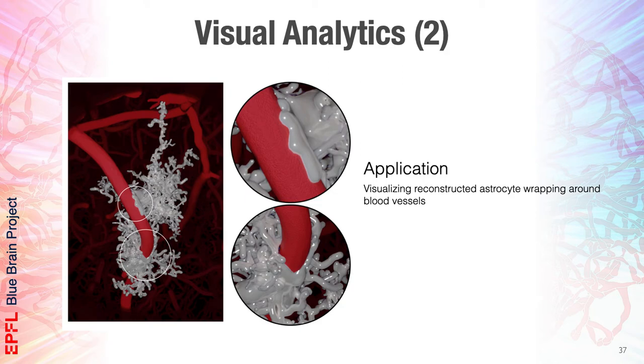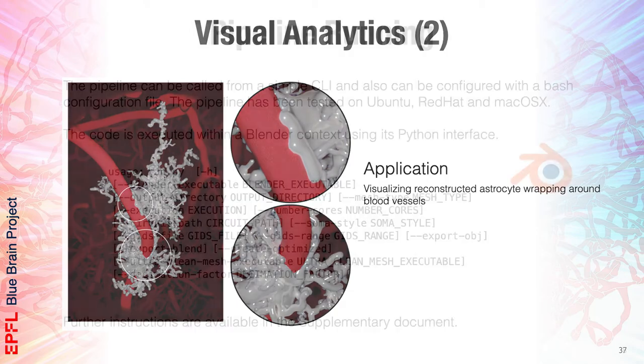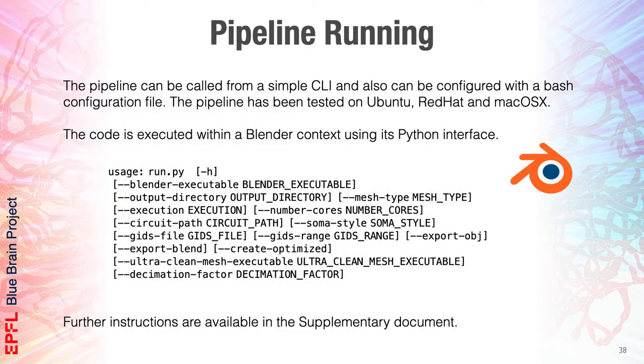and also to generate multimedia content that we can use later for dissemination. As this rendering has been generated with Cycles, it's quite pleasant, so we can also use it in technical reports or publications. Our pipeline is based on Blender, and it can be called from a simple command line interface, and it can also be configured with a batch configuration file. The code must be executed in a Blender context using its Python API, and this is the command line interface. Further instructions to run this pipeline are available in the supplementary material.